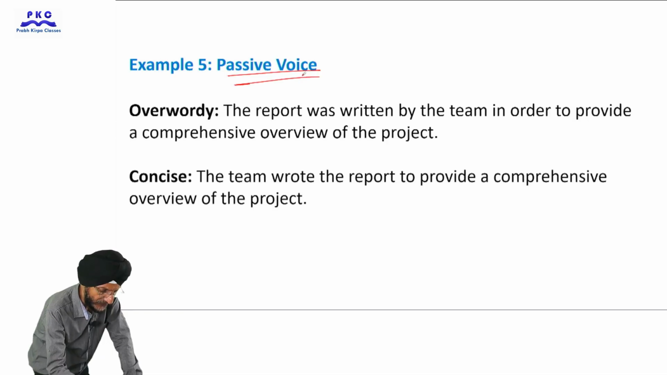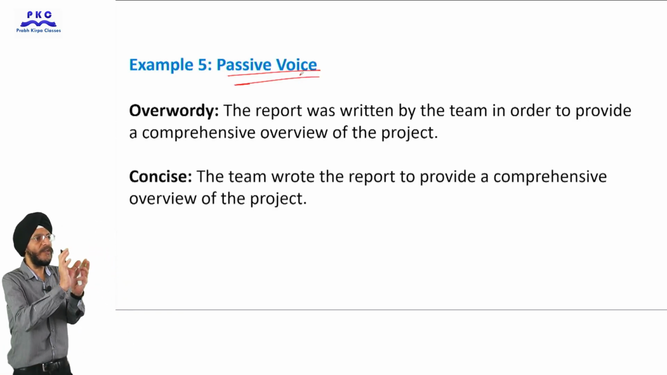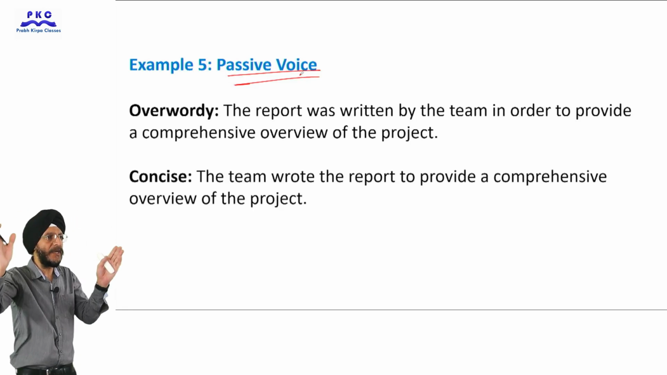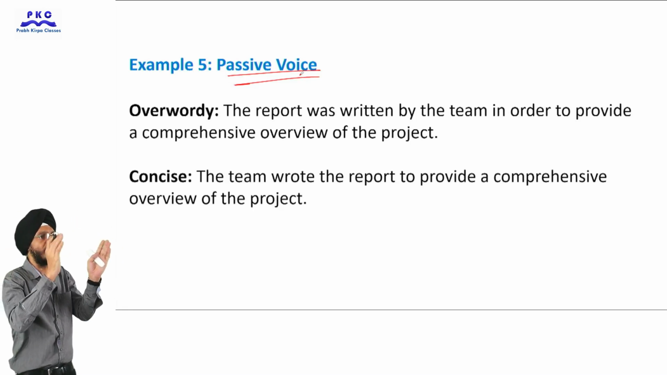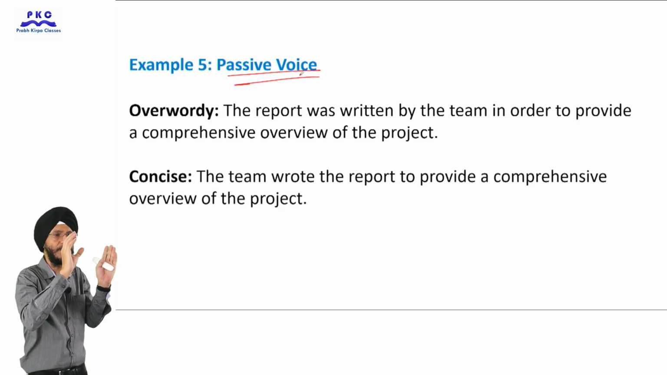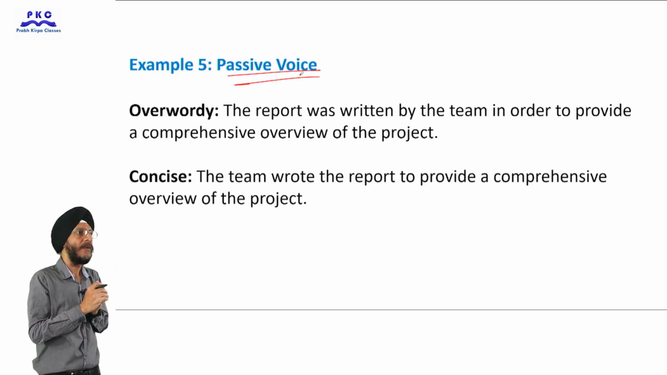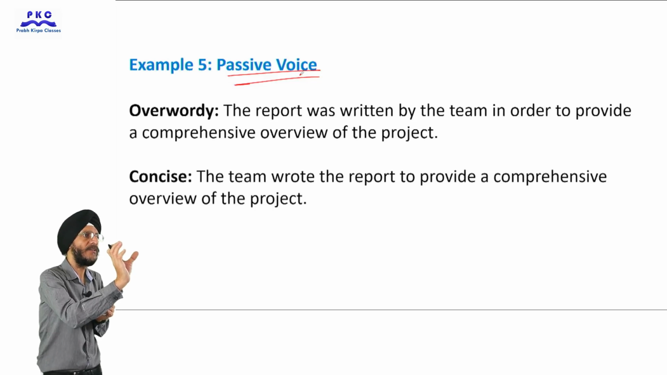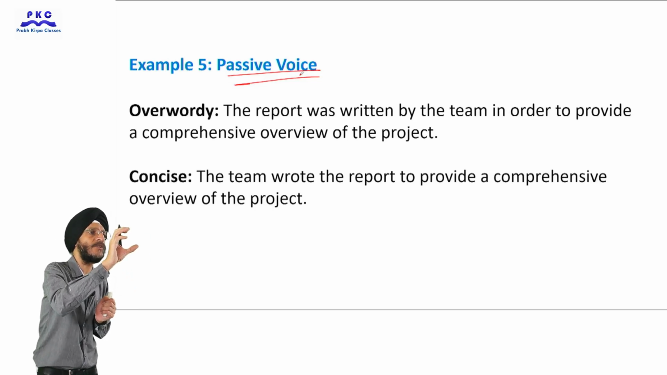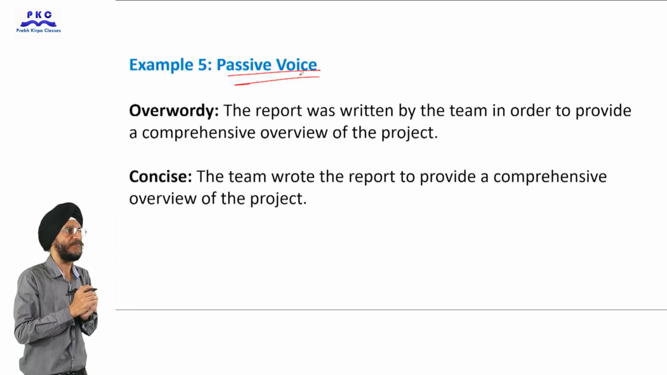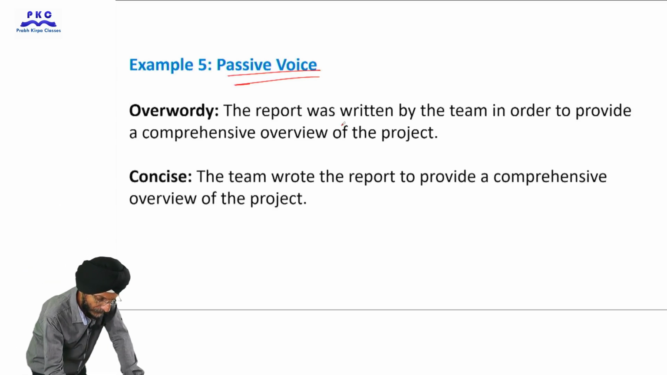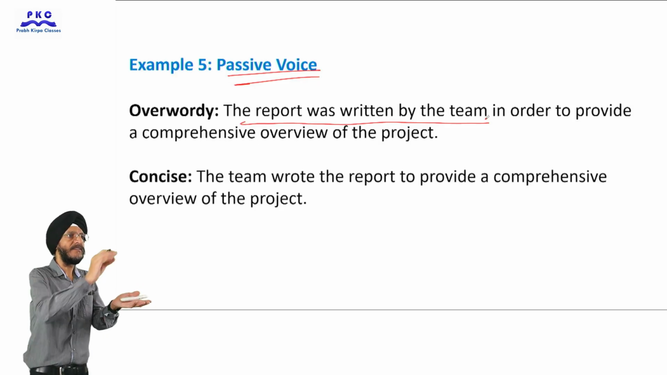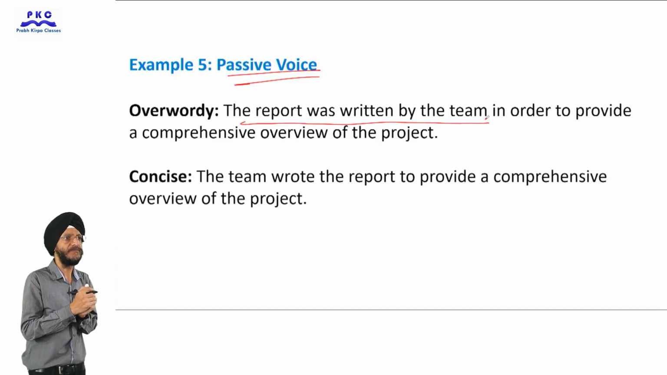Next is passive voice. When we write in passive voice, the length of the sentence becomes long and the sentence may not have clear meaning. But if we make use of active voice, the sentence becomes shorter and the meaning in most cases is clearer. So let us have an example. The report was written by the team. We can say that the team wrote the report.